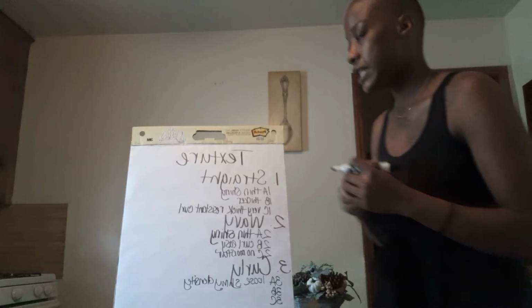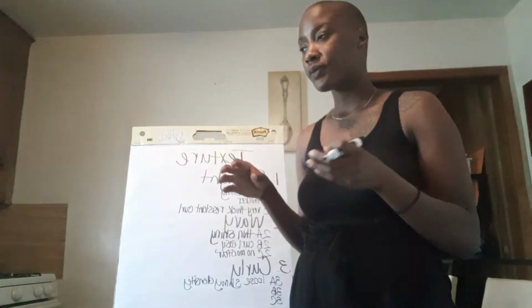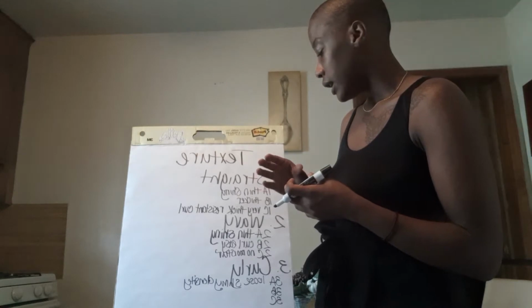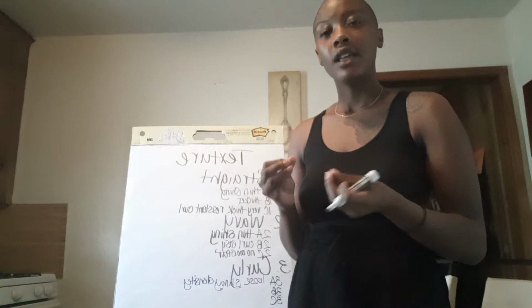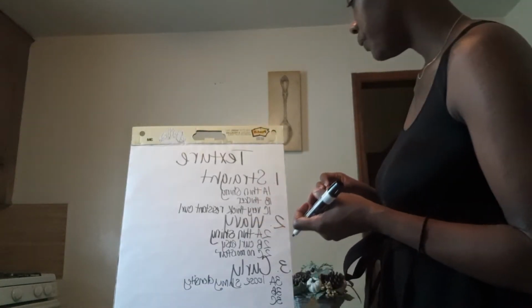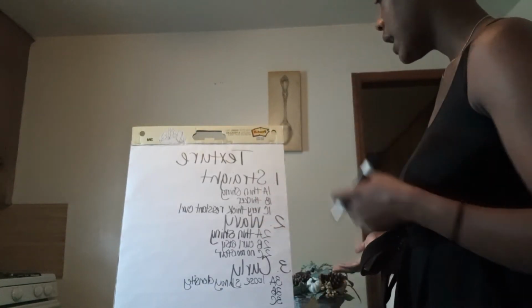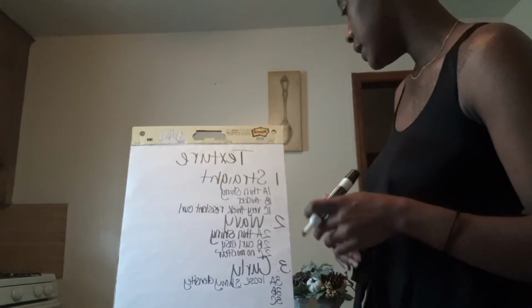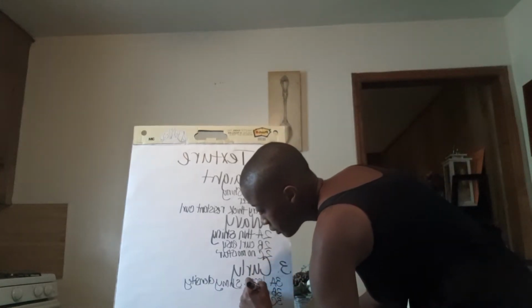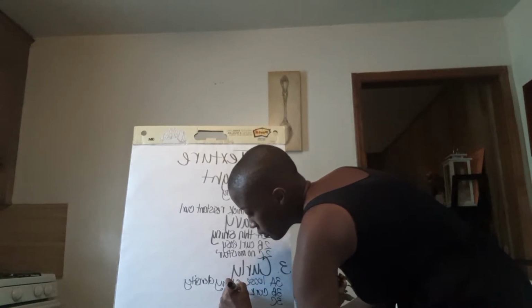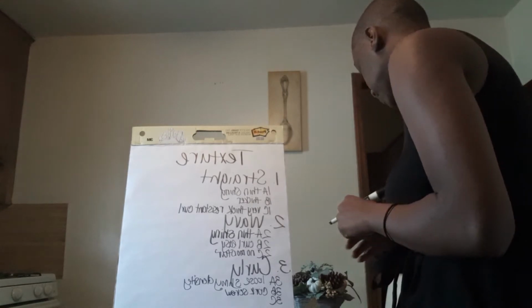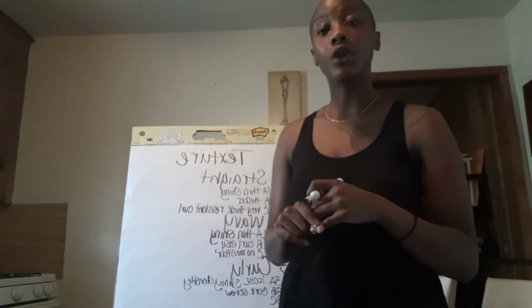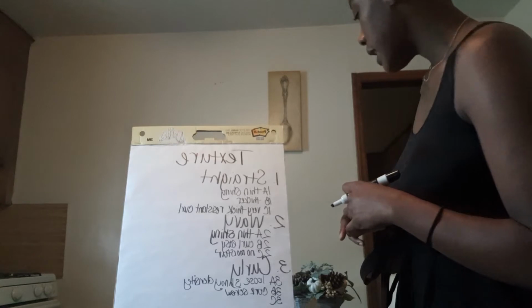With 3B, you would see a very tight curl. If you can picture a corkscrew in your head, that's probably the closest thing that I can resemble to a type 3B. It's very, very curly, very shiny, and it does hold a lot of moisture.